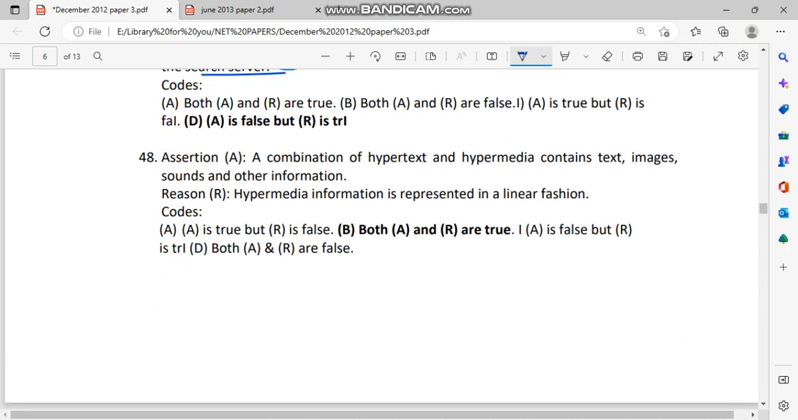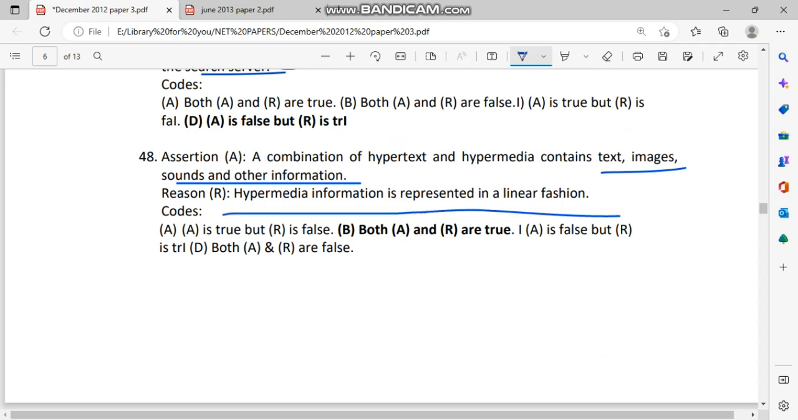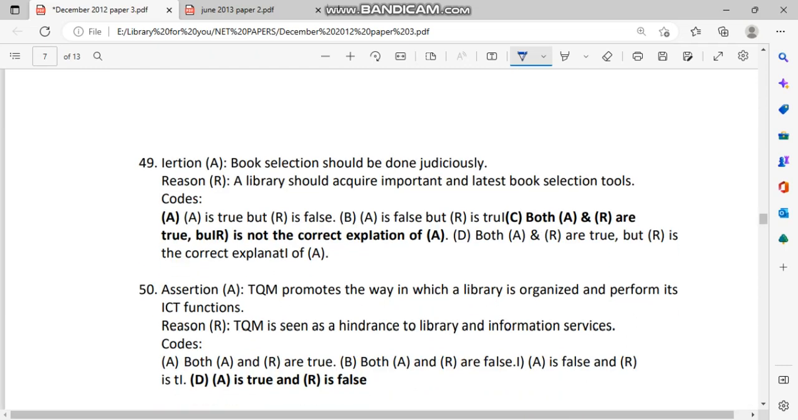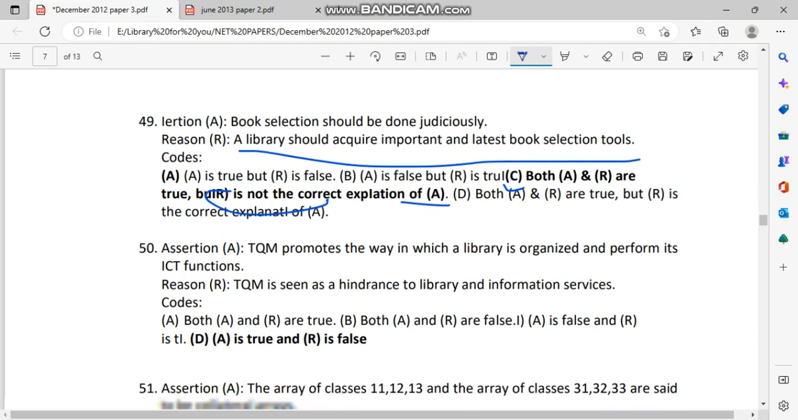A combination of hypertext and hypermedia contains text, images, sounds and other information. Reason, hypermedia information is represented in a linear fashion. Both are true. Book selection should be done judiciously. Reason, a library should acquire important and latest book selection tools. That is, both are true, but R is not the correct explanation of A.